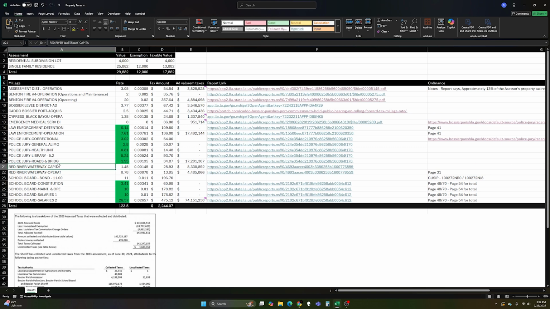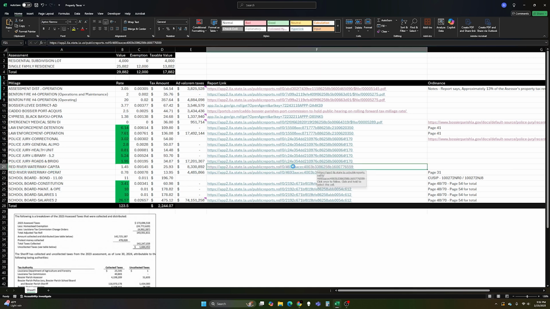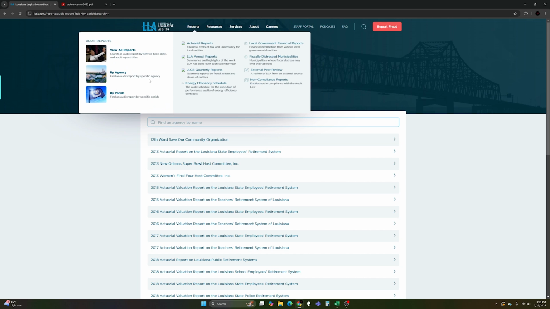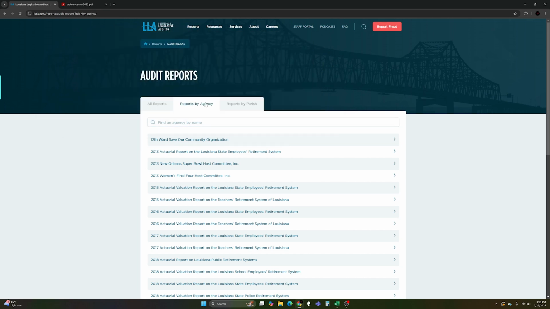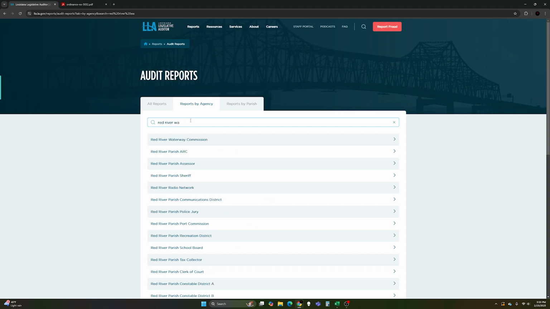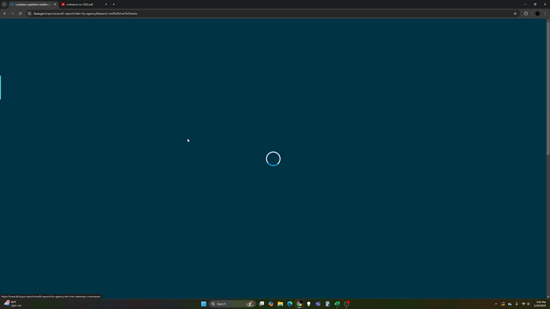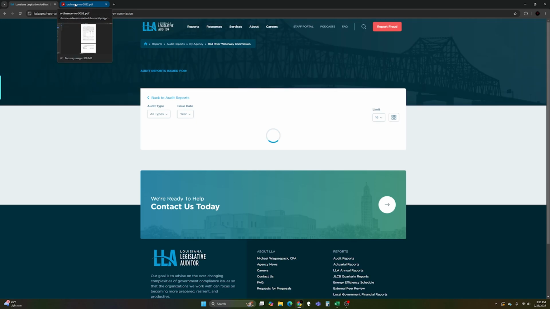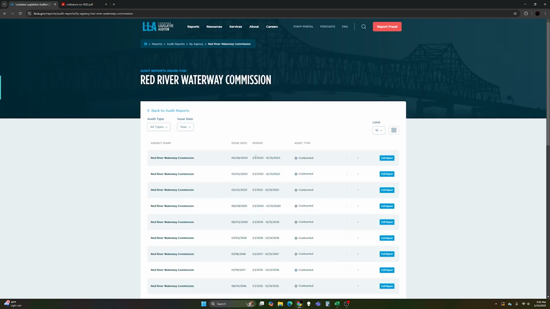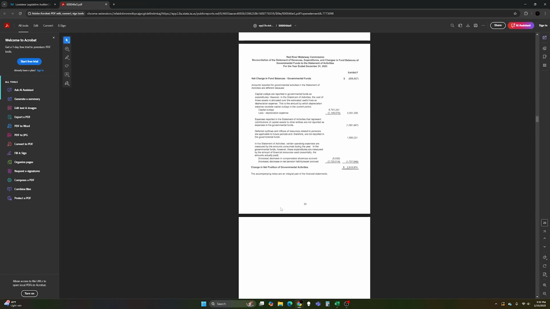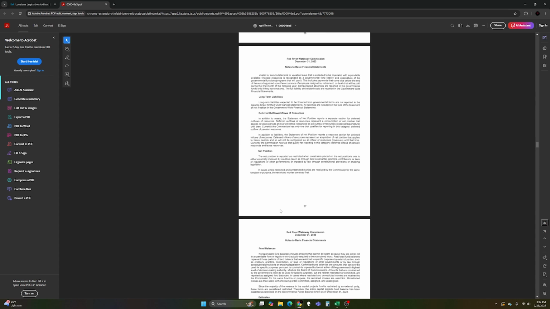Then we pay to the Red River Waterway Commission. This has its own assessor right here on page 31. So for this one, you have to go to by agency, and then this reports by agency. You type in Red River, because this one touches several commissions, so you can't find it by parish. So same thing. This one is calendar year 2023, and we can click on here, and we can go to page 31 in my notes.